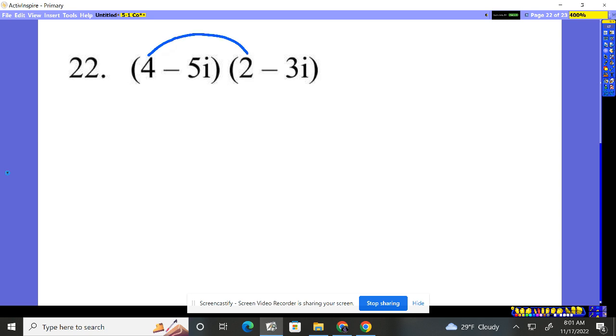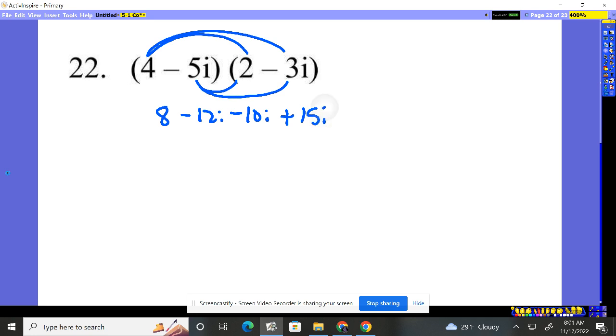So here I have 4 times 2, distributing through, 8. 4 times that, minus 12i. Negative 5i times that, minus 10i. And then what do we have? Let's see, negative 5i times negative 3i, plus 15i squared.